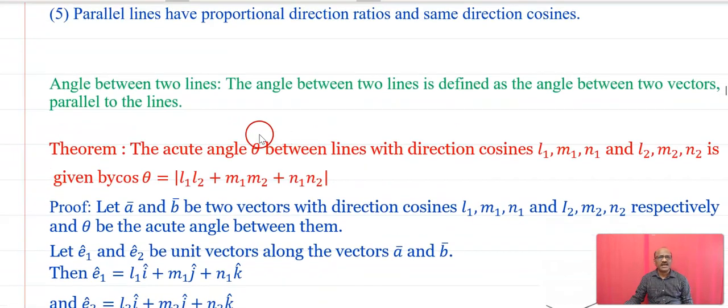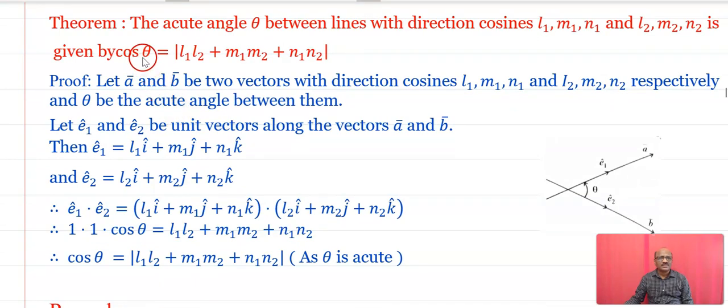Now the next topic is the angle between two lines. The angle between two lines is defined as the angle between two vectors parallel to the lines. Theorem: the acute angle theta between the lines with the direction cosines l1, m1, n1 and l2, m2, n2 is given by cos theta is equal to mod of l1 l2 + m1 m2 + n1 n2. Let A bar, B bar be the two vectors with the direction cosines l1, m1, n1 and l2, m2, n2 respectively, and theta is the acute angle between them.